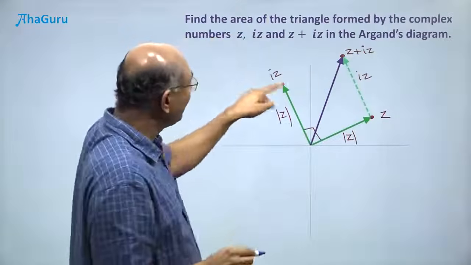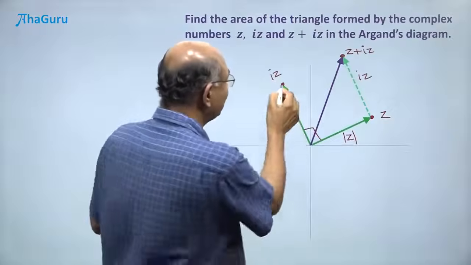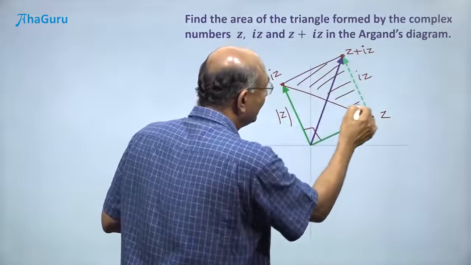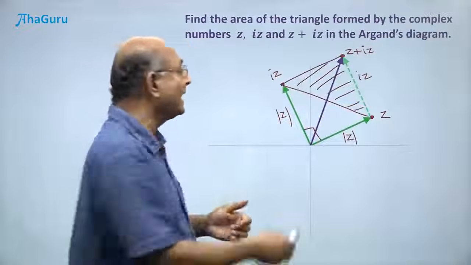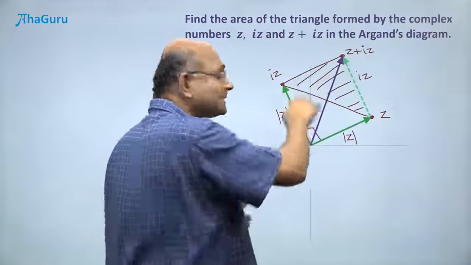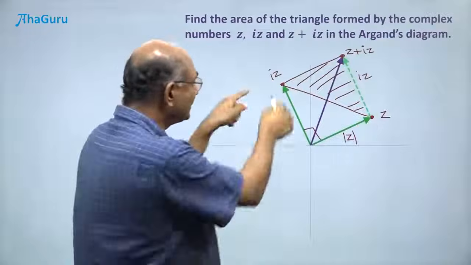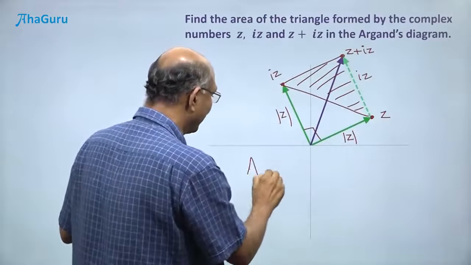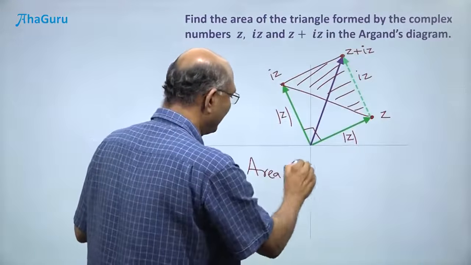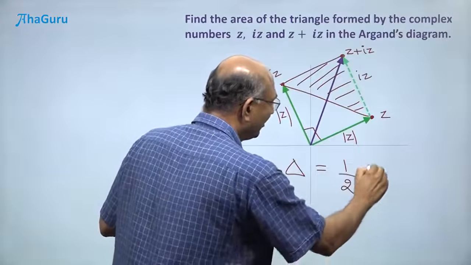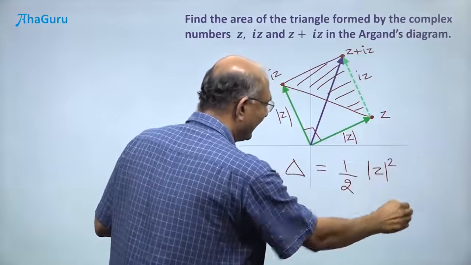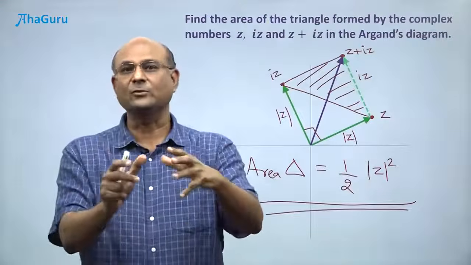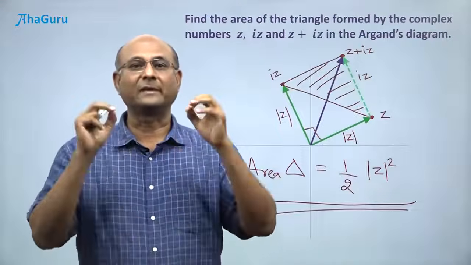So we want a triangle formed by z, iz and z plus iz. Well, what do we want then? We want to find this triangle. But that triangle's area is exactly half of this square's area. But what is the square's area? Modulus z squared. So the area of the triangle is half of modulus z squared. So you can see how these 3 facts are very useful in solving problems really quickly.